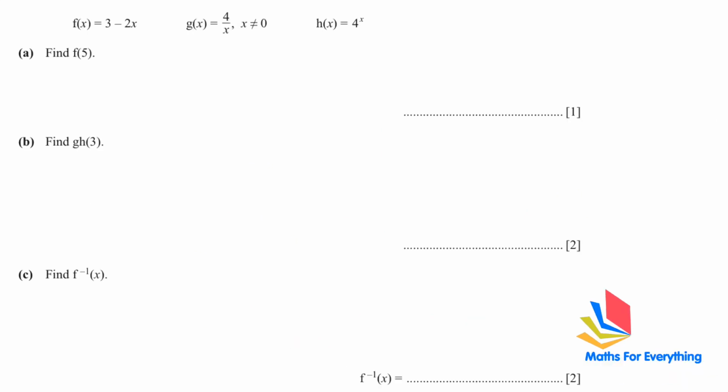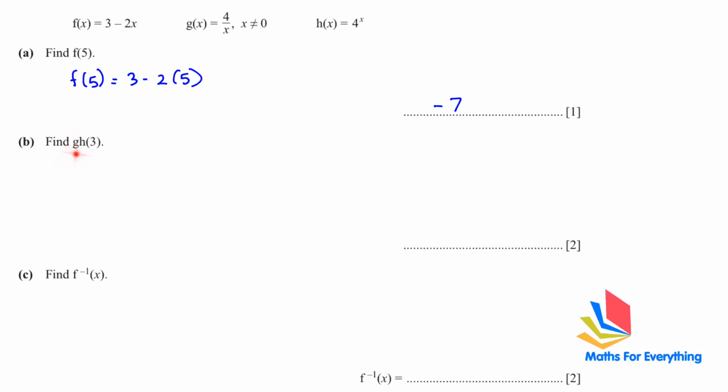Question number 7 is a function question. Part A, find f of 5. Whenever you have to find f of something, in place of x, we will substitute 5. So 3 minus 2 bracket 5. Put this whole thing in the calculator, you will get negative 3 as your answer.